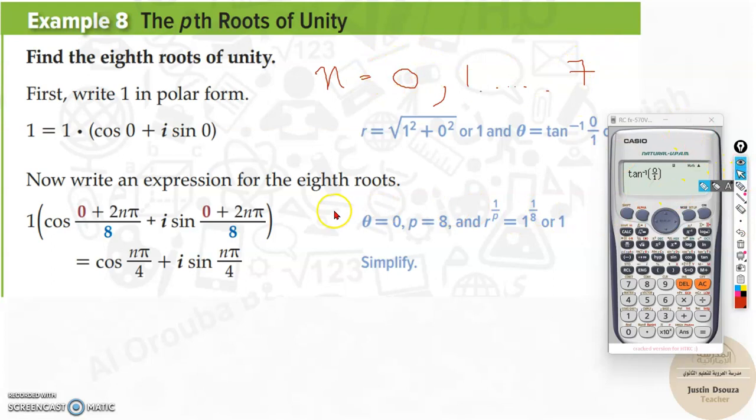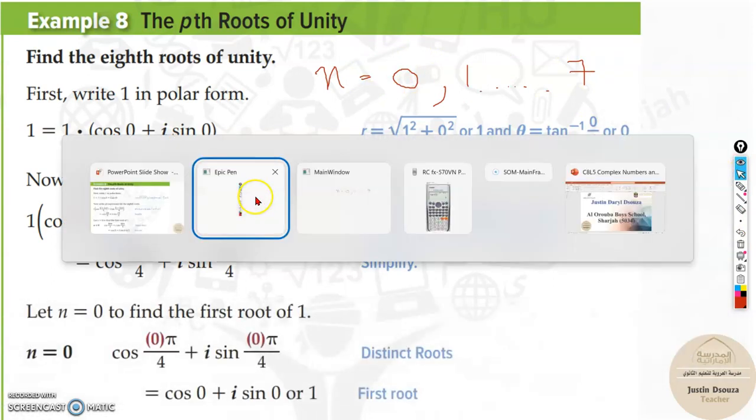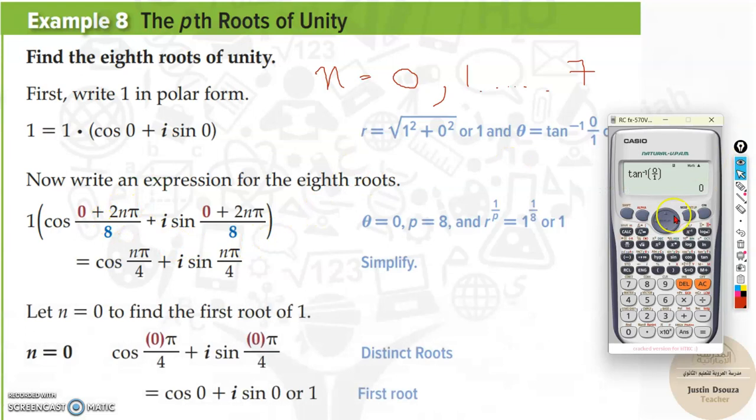Now how do we find the first root? All you need to do is substitute 0 instead of n over here. Let me do this. So cos of 0 means this entire thing is 0, right? It'll be cos 0. What is the answer? Cos 0 is 1. Now what is sine 0? Sine 0 is 0, right? Let's just double check it. Sine 0 is 0. So in the first section, when you convert to rectangular, it's 1 plus 0i. So we can just write 1. So this is the first root.